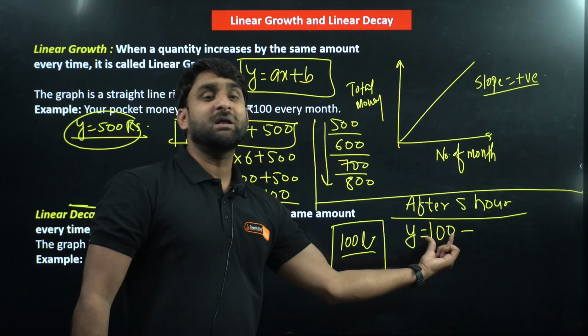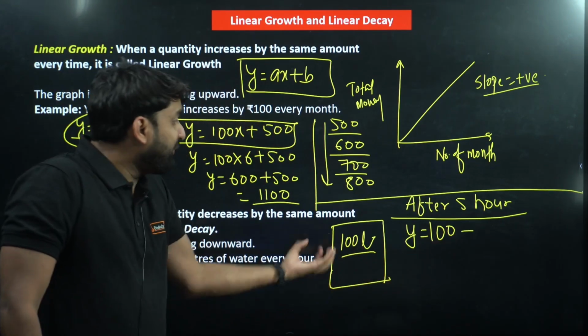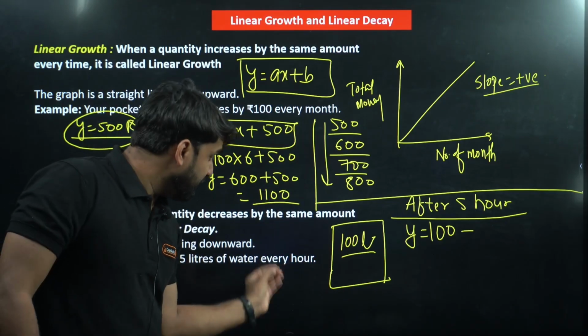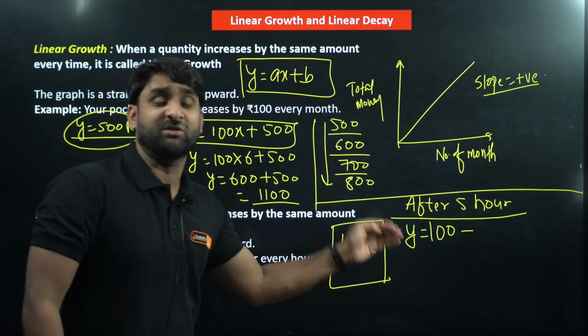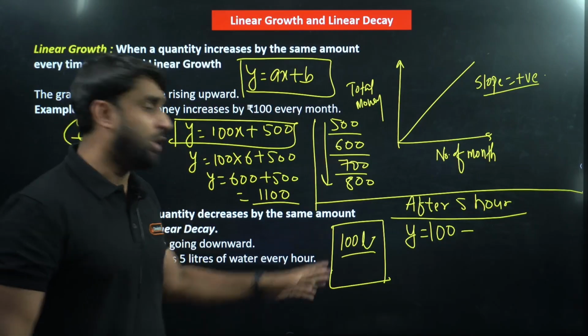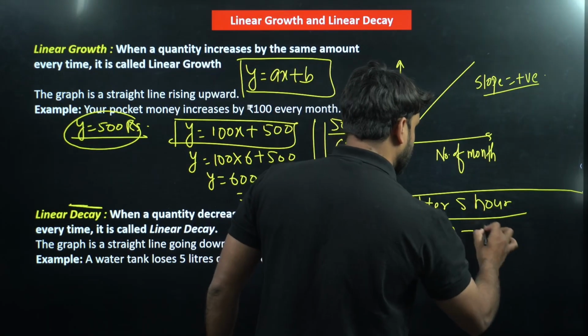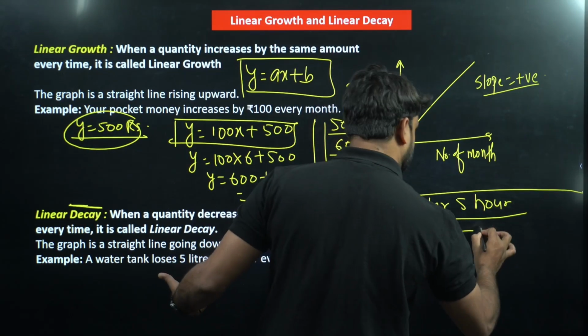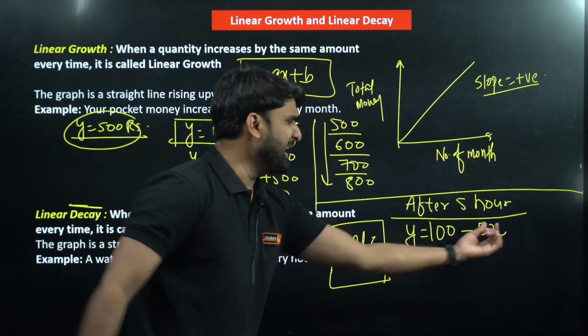Now the variable comes ahead, because the water of the tank is decreasing with every hour: 1 hour, 2 hours, 3 hours. With every hour, the water is releasing from the tank. So the equation will be 100 minus what, champions? We can write 5 liter, so 5x, where x is the number of hours.